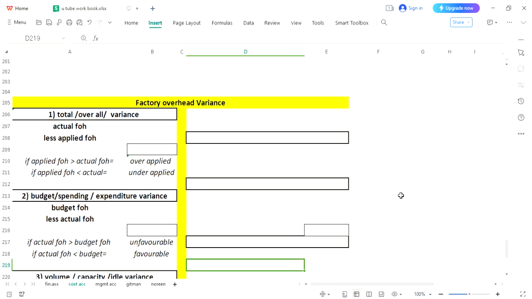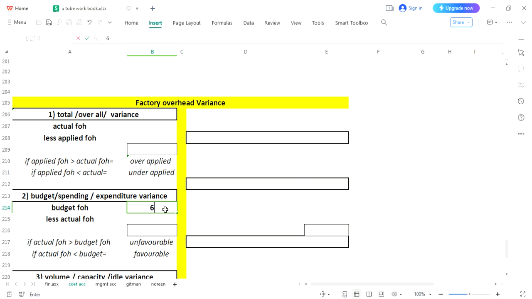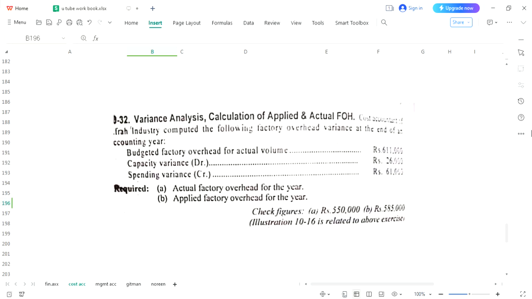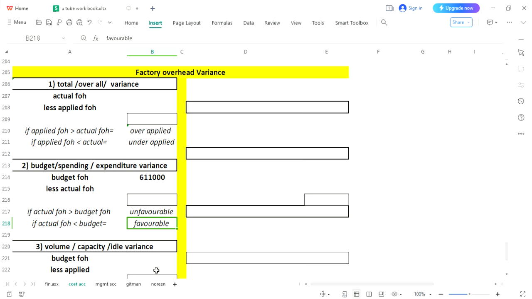Wherever it is present, you can write. Here you have budget FH 611,100. So you have directly posted it, 611,100 budget FH, and secondly it is used in volume variance. You will be writing 611,100, your budget FH. Okay, it means we don't have to calculate it, directly we have written over here.